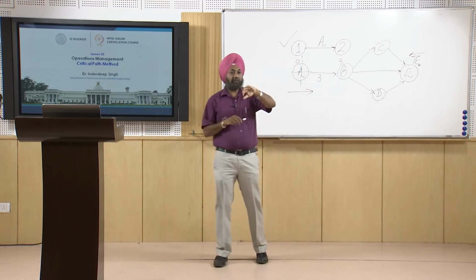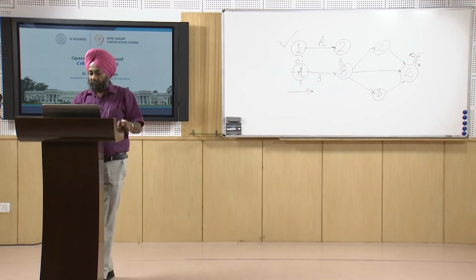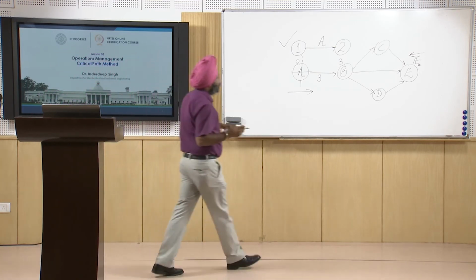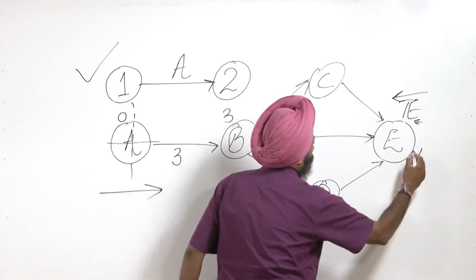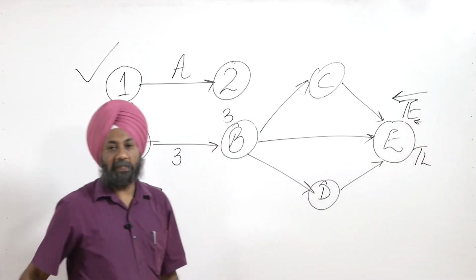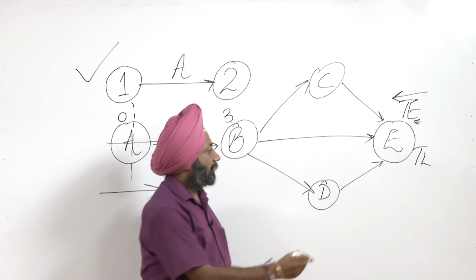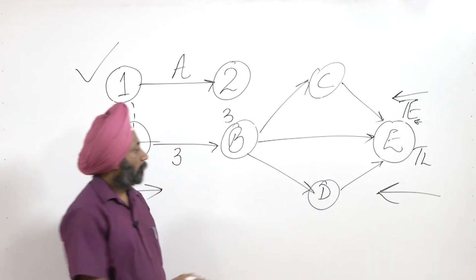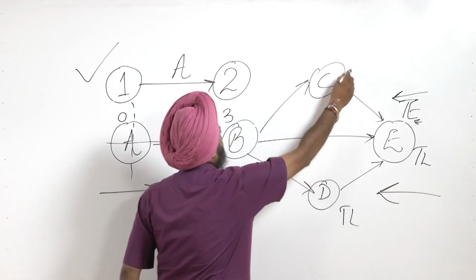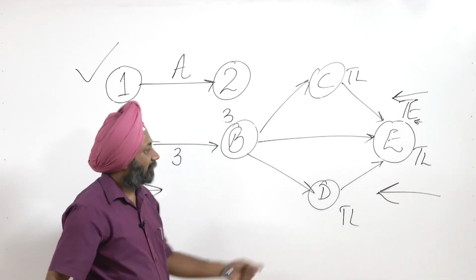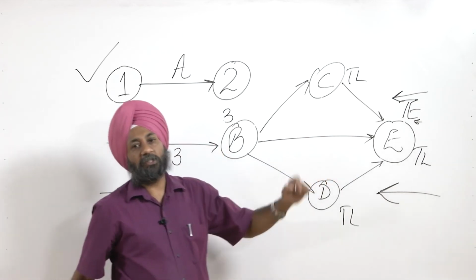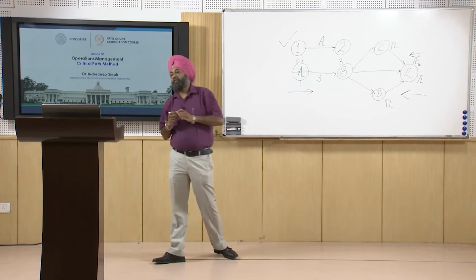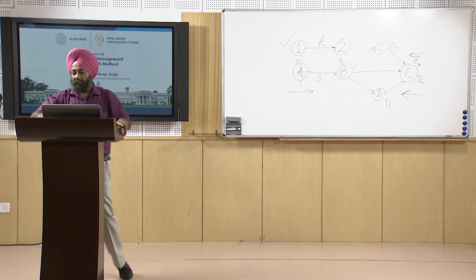Similarly, for calculating the late time, that is TL, here we will take the TL value equal to TE, and from here we will start our reverse calculation for calculating the TL for this event. Similarly TL for this. How will we calculate? We will subtract the time for each activity and calculate the TL value. So we will try to understand this with the help of a diagram.